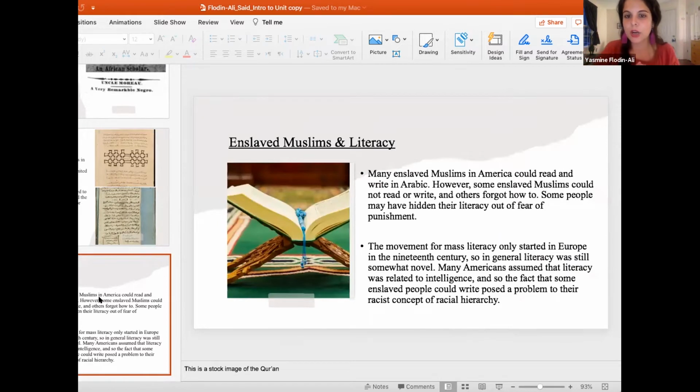And a last note here, many enslaved Muslims in America could read and write in Arabic. However, not everyone could. Some people forgot, some people never knew, they weren't as well educated. Some people may have hidden their literacy out of fear of punishment, particularly as they get closer to the Civil War. That seems to be more of a concern. And it's worth tying into other things that students might know, that the movement for mass literacy only started in Europe in the 19th century. So general literacy was still somewhat novel.